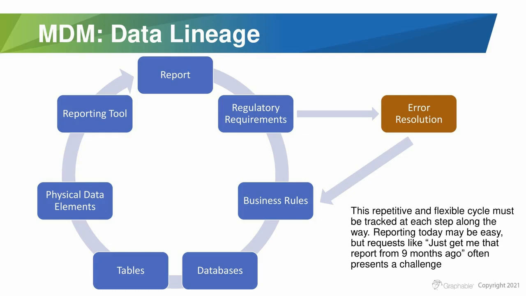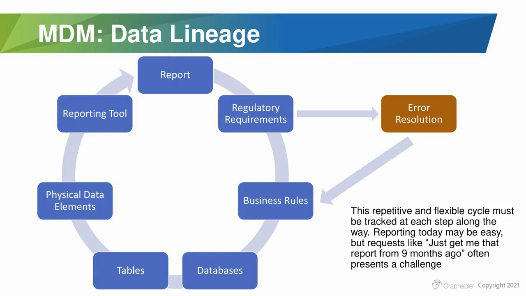And as we look at data lineage as well, we think about data lineage as a cycle. So we have a report up at the top that we're generating, and that report comes from regulatory requirements and business rules, therefore driving towards databases, tables, physical data elements, and eventually a reporting tool that's generating the visualization. And this is a cycle that's happening constantly. So even when we don't have this data resolution sort of special event, this cycle happens constantly. Regulatory requirements change, business rules change, we adapt and improve our business, and how we define our reports is going to change over time. And this repetitive and flexible cycle must be tracked at each step along the way.